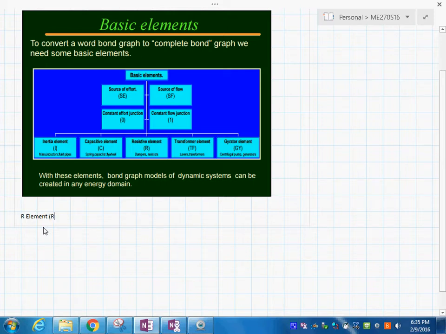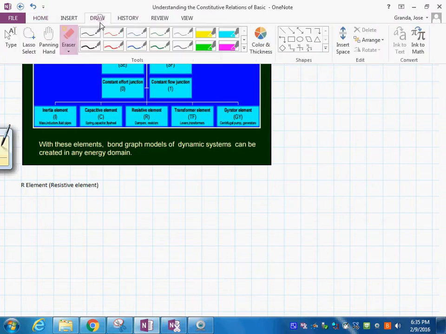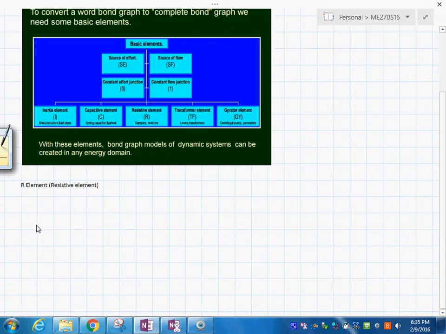Okay. How would we represent it in the bond graph way? As you can see, I told you that we need to do it consistently across the board. So the R element is this. The R element, you can represent it like this. Something is happening. It doesn't flow in here.